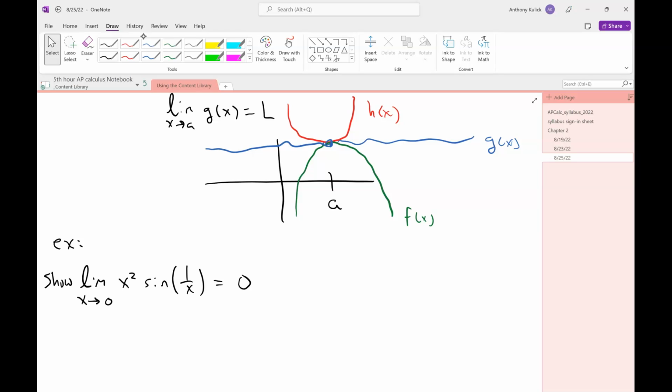There's no tricky algebra thing that I can do to cancel the x out in the denominator of the sine, because I can't even get anything into the sine function. There's no way to move anything in. You know what I mean? So what I want to do is find a function that bounds x squared sine of 1 over x from above and from below. So here is going to be the trick.